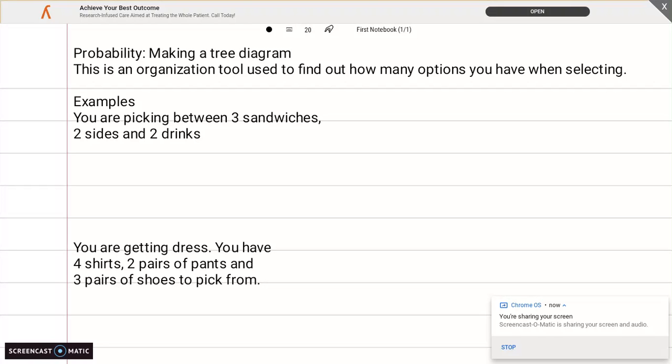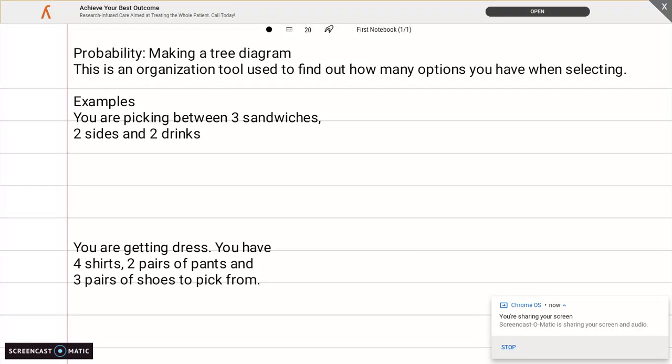Hey guys, welcome back. Today we're going to be talking about tree diagrams. A tree diagram is an organization tool that you can use when you're trying to figure out how many different combinations you have. I have two examples here that are pretty common.